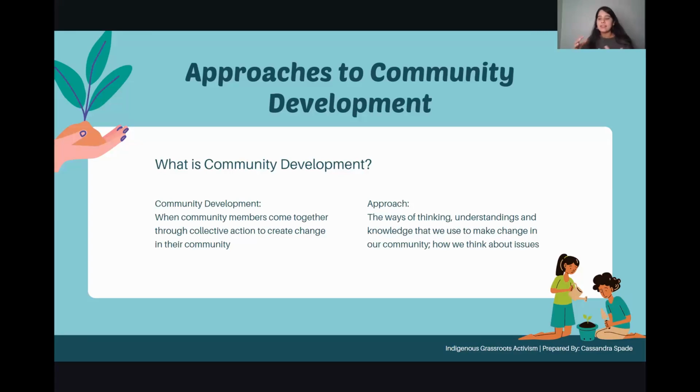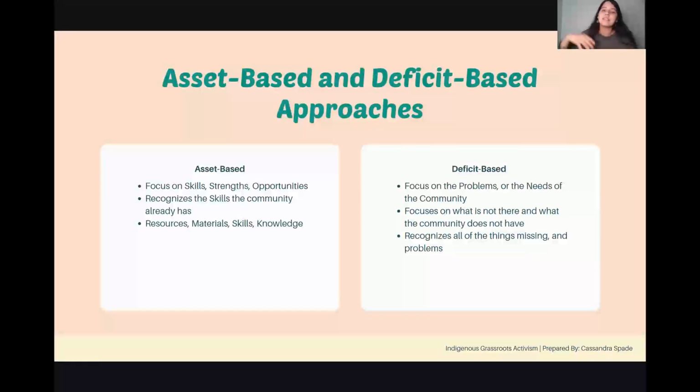And so that leads us into understanding two different types of approaches to activism: an asset-based approach and a deficit-based approach. Each of these approaches addresses a problem in a community or a community need. However, it does so in very different ways. So let's look at the asset-based first.